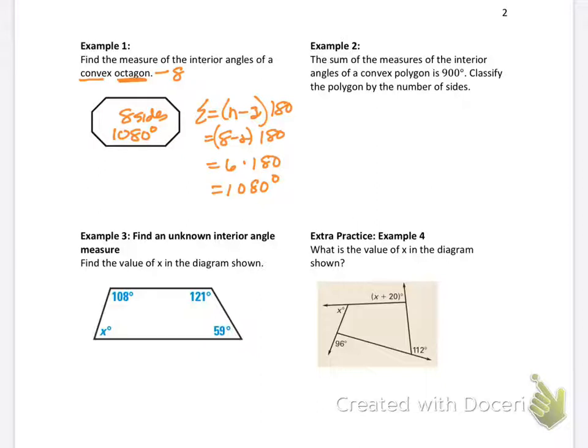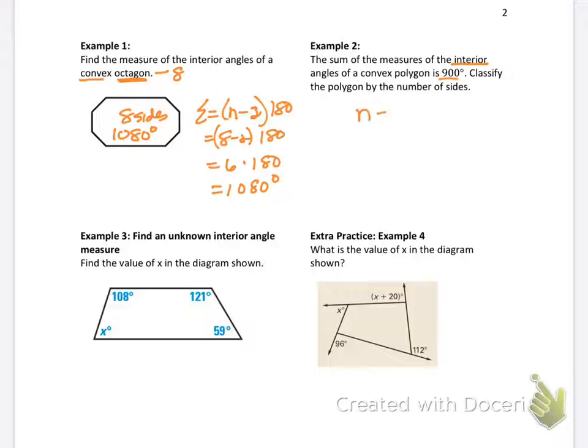Okay, so 1,080 degrees is what the sum of the interior angles of an octagon is. Okay, example 2. No sketch this time. They say the sum of the measures of the interior, always make sure they're talking about interior and not exterior, angles of a convex polygon is 900. How many sides does this guy have?